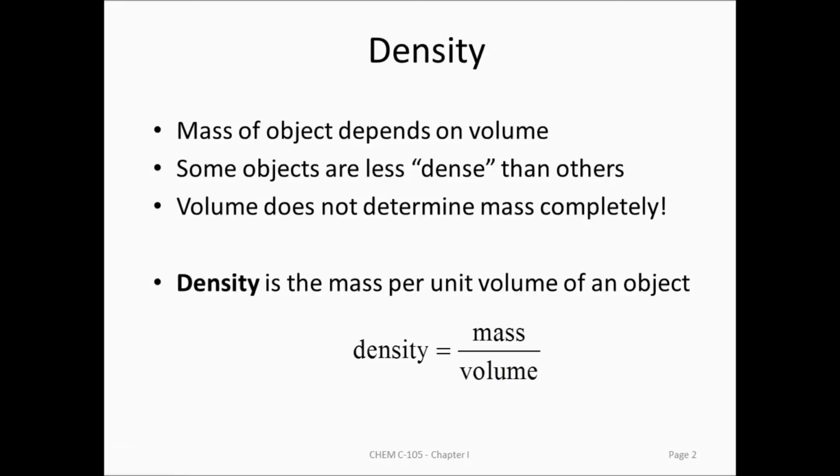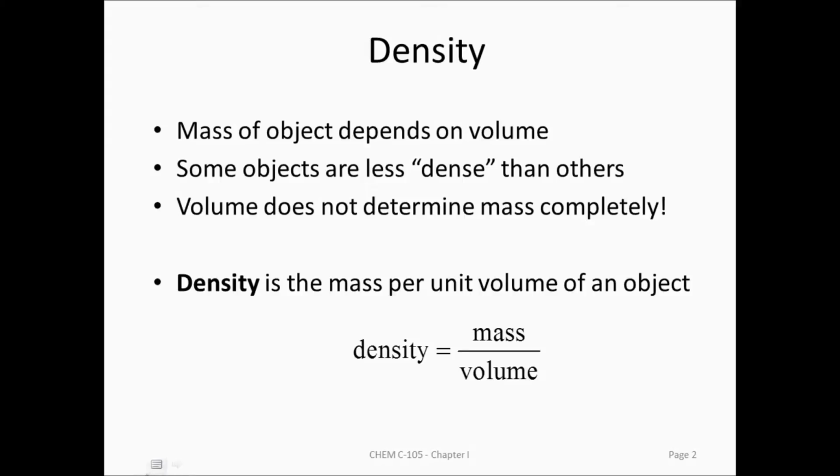Density is essentially a measure of the amount of substance, mass per unit volume. As you may know, the mass of an object actually depends on its volume. But we also know that some things are less dense than others, so the volume doesn't actually depend on mass completely. For example, a bucket of styrofoam would have a mass much smaller than that of a bucket of water in the same sized bucket. So density is the mass per unit volume of an object.